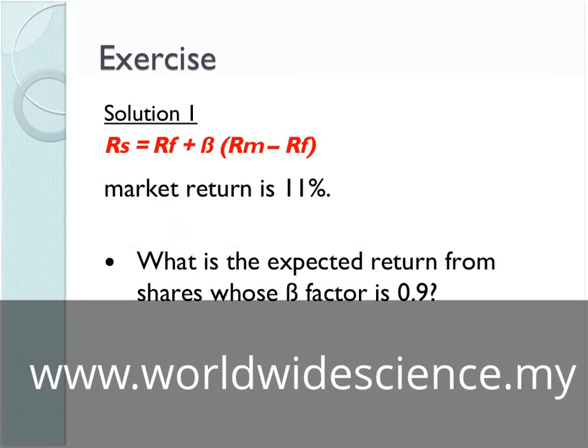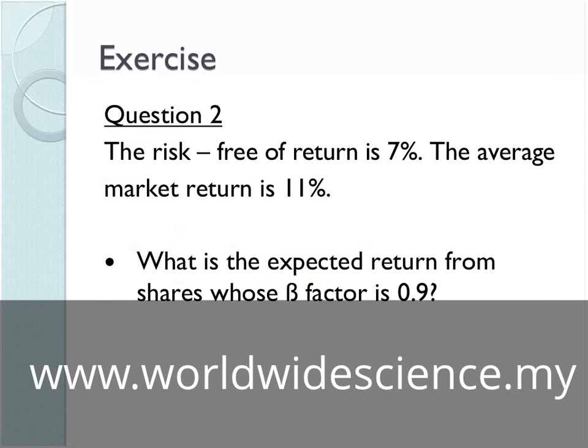Let's see the next one, we have another one. Exercise, question B. The risk-free rate here is another difference. We use the same method to identify our expected returns. Question 2, sorry, is another company with a different risk-free rate of return, which is 7%. The average market return is 11%, and the beta factor is 0.9. So you have to identify the expected return. Use the same formula.